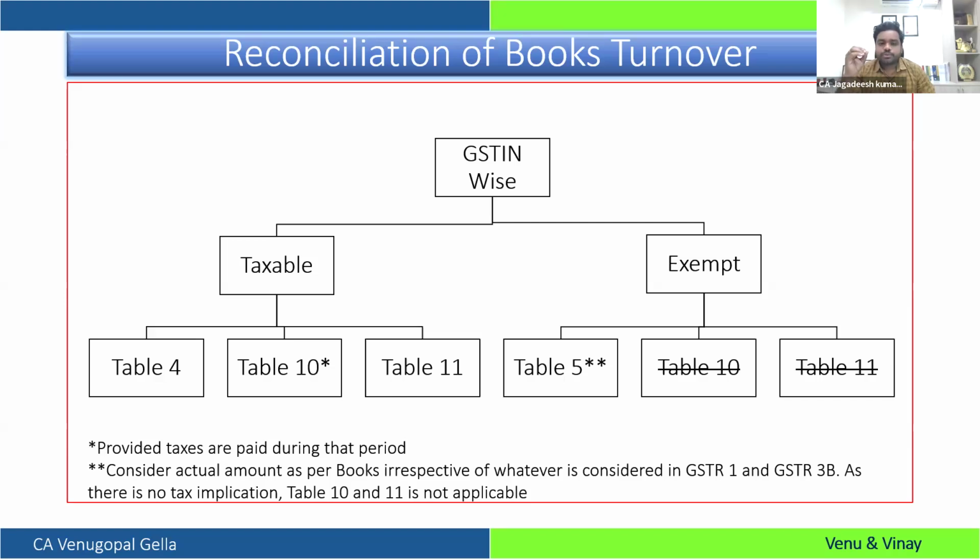No. Even if, let's say, out of 100 you have reported only 80 rupees, and that 20 rupees you missed reporting in your monthly GST returns, that is 3B. So what you have to do is report the entire 100 rupees in table 5. You need not report it in the adjustment tables, that is part 5, table 10 and table 11. Table 10 and 11 will be applicable only to the taxable supplies, which are subject to tax. So you have to consider only the actual amount as per the books, irrespective of whatever is considered in your GSTR 3B.